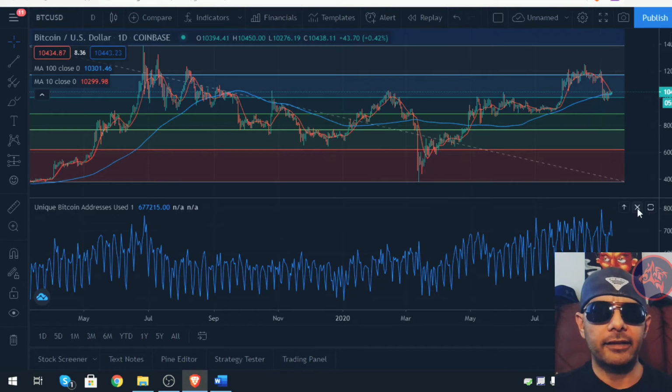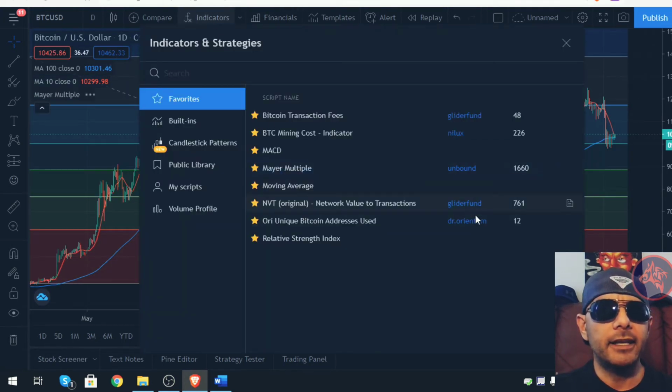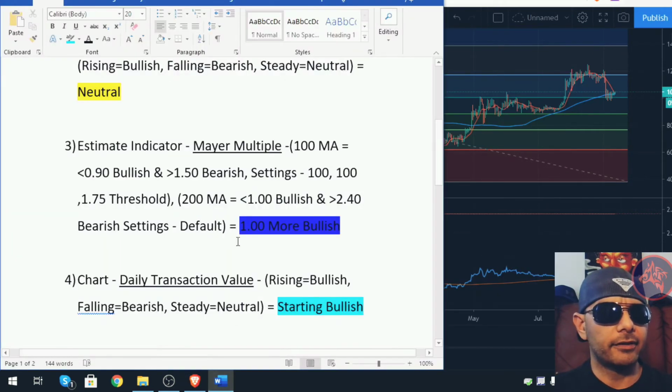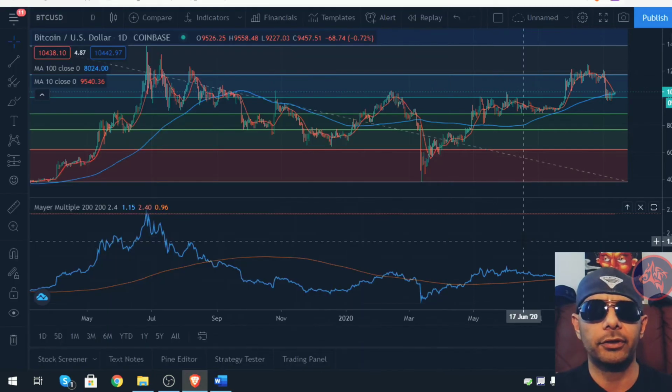So another great thing about this is that it actually has an indicator for this. So again, I just write it down on everything on what's going on. The Mayer multiple, I change my settings to 0.9. And so if it goes under 0.9, I'm going to be bullish. And if it is greater than 1.50, I'm going to be bearish, right? Because I set my settings to 100 and 100, with a threshold of 1.75 instead of that 2.4 that they were showing you, right?